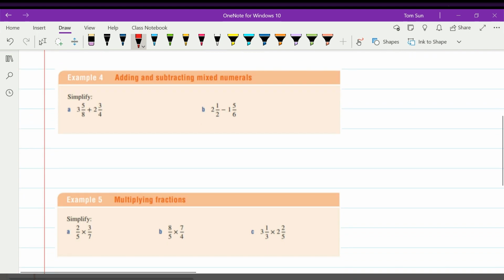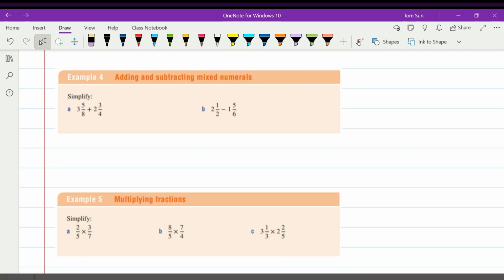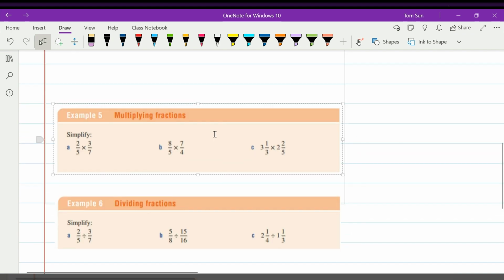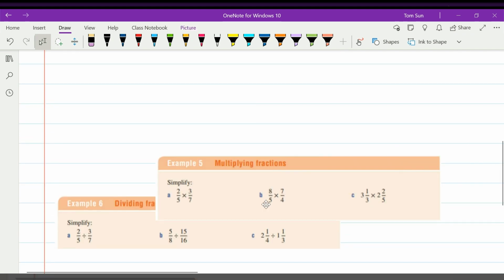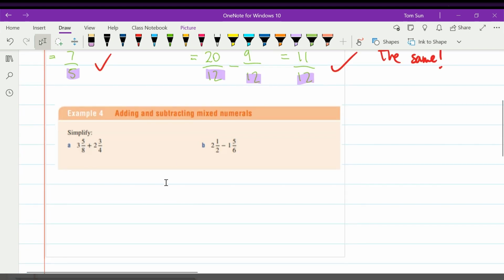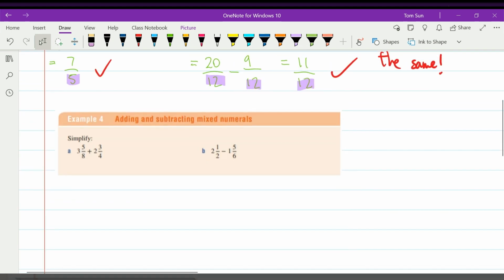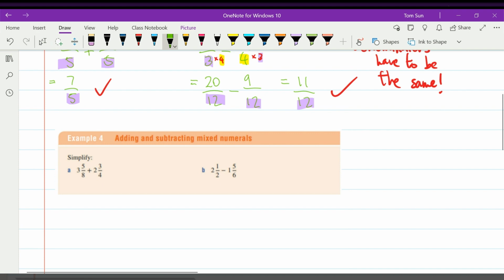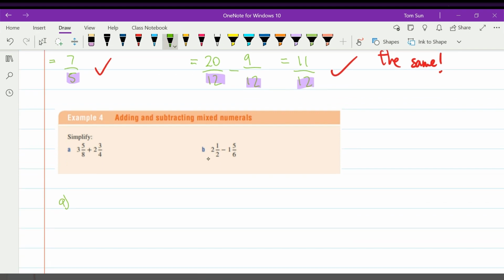Okay. Next, adding and subtracting mixed numerals. Okay, so taking a look over here, I need to actually move some stuff away. I have to do this to create some more space. I'm going to do one of these at the same time. The main thing you need to know, and I said this before, is that, well, first of all, you've got to write the question down.